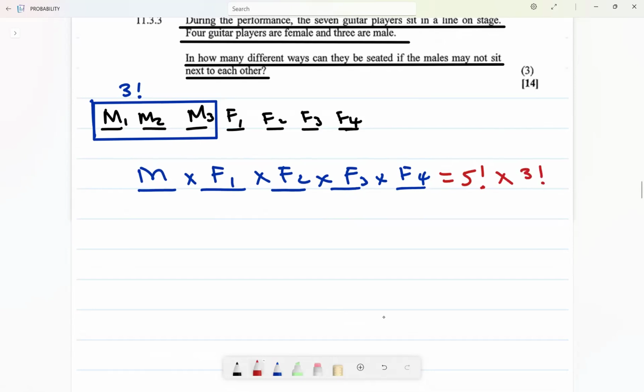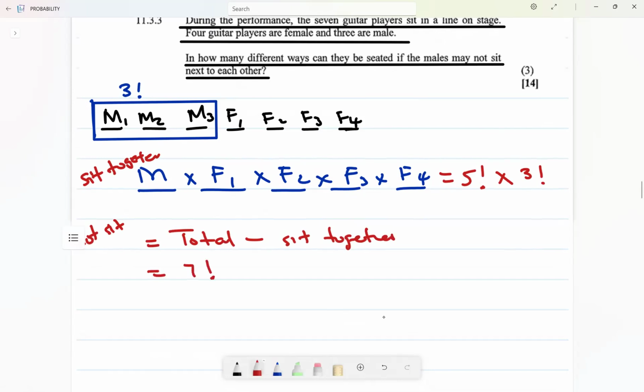So 5 factorial multiplied by 3 factorial is the probability that they will sit together. The number of ways they will not sit together will be the total minus sit together. What is the total? It is 7 factorial ways in which they can sit, minus sit together, which is 5 factorial multiplied by 3 factorial.